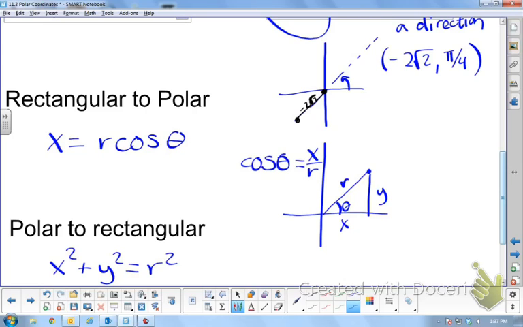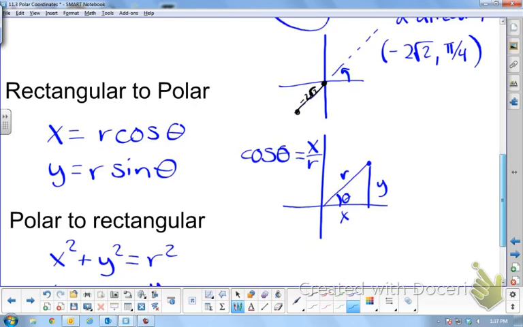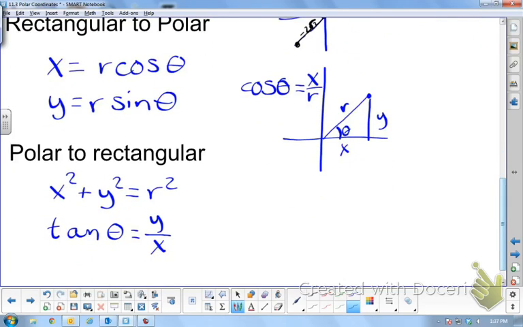So if we were going to do that for y, it's going to be very similar. Instead of using cosine, though, we would use sine. So those four formulas are how we transfer back and forth between polar and rectangular, or rectangular and polar. That's it for now. Then we're going to do an example.